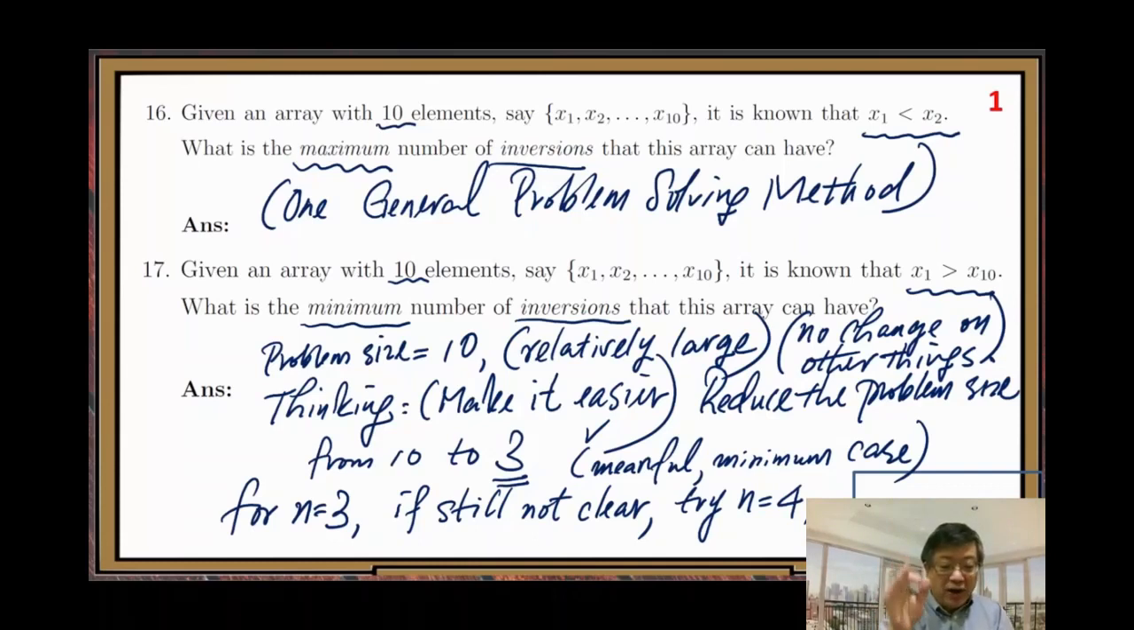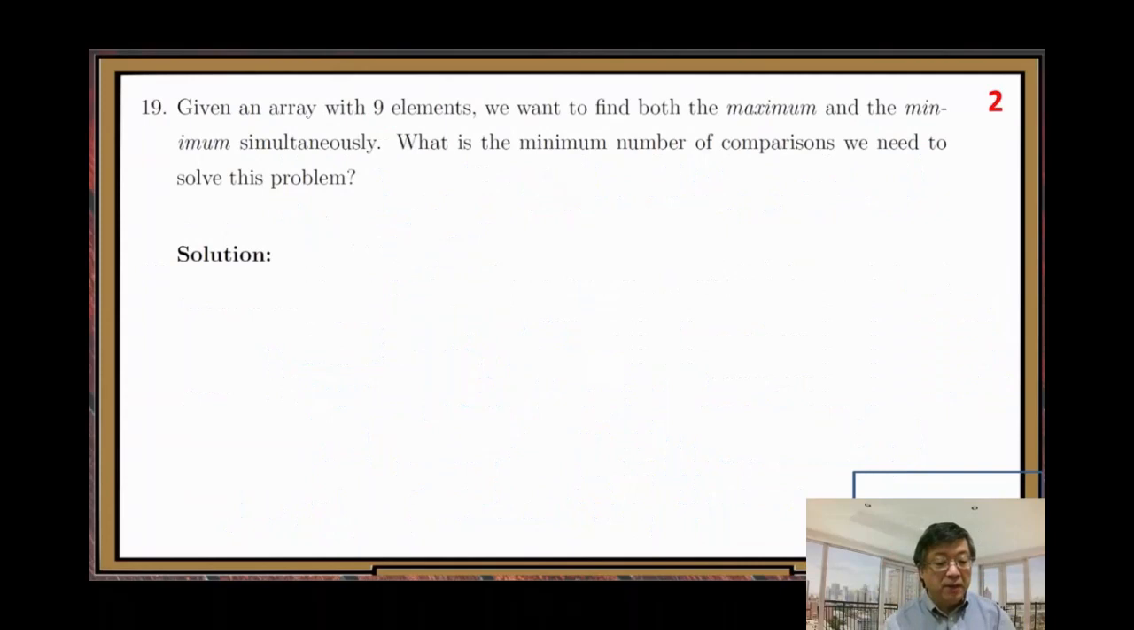So here I just point out this direction. You need to work it out by yourselves. But this direction you can try. So this is general. In many situations like this, you can try this strategy. Okay. Let us go to question number 19. For this question, the problem size n equals 9, and it is an odd number.